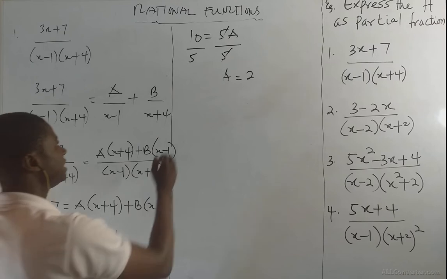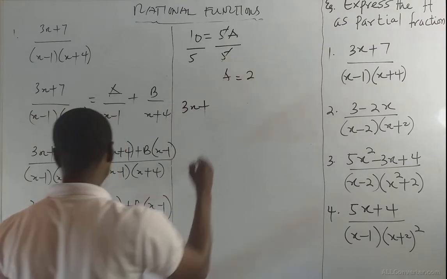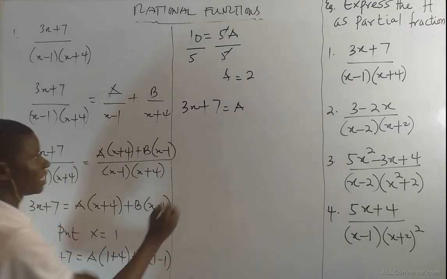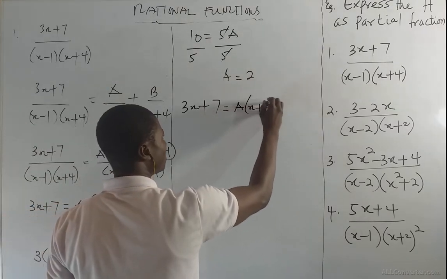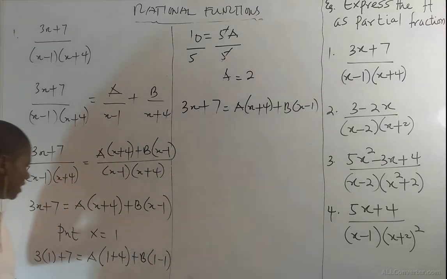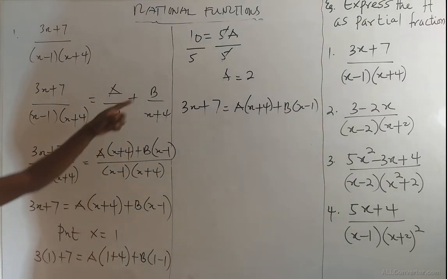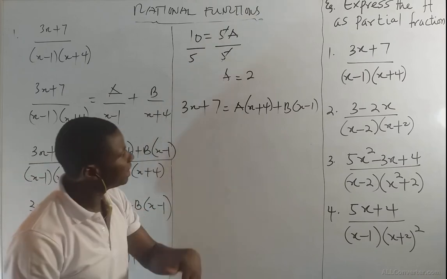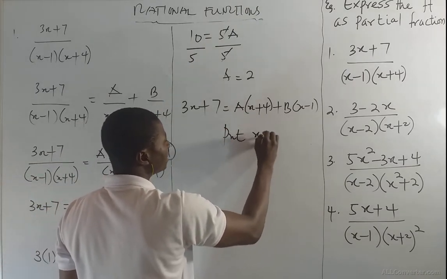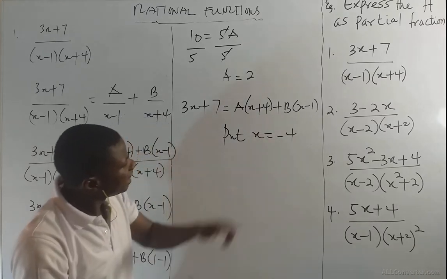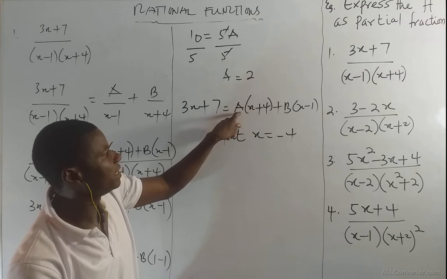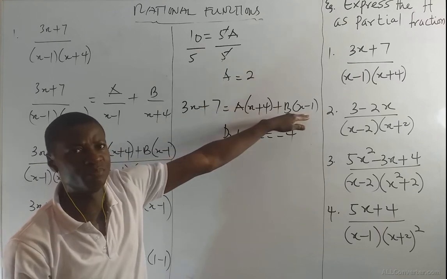Then you write the identity back. We have 3x plus 7 is equal to a times (x plus 4) plus b times (x minus 1). So first we said that x should be equal to 1 and we are able to find a. Now when we look at the equation again, we realize that when we put x equal to minus 4, then minus 4 plus 4 will also give us 0. 0 times a, then a will be gone. Then you can also find b.